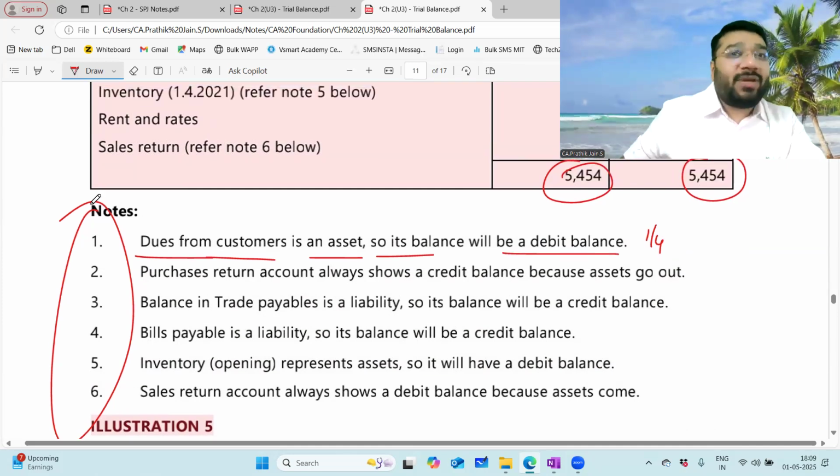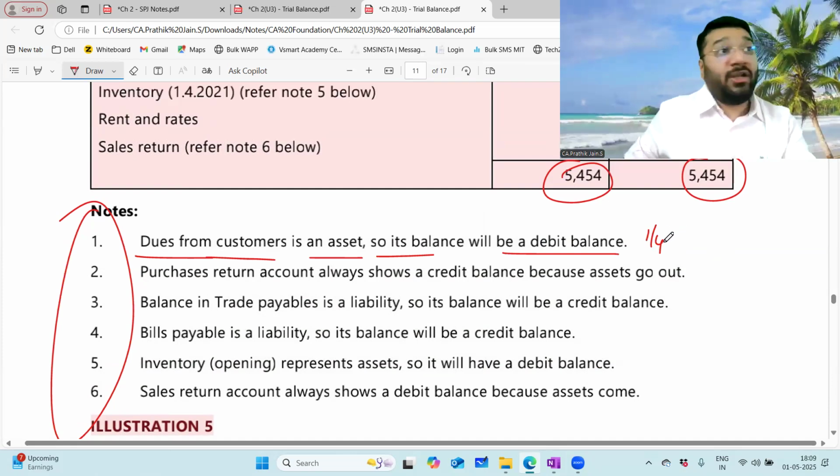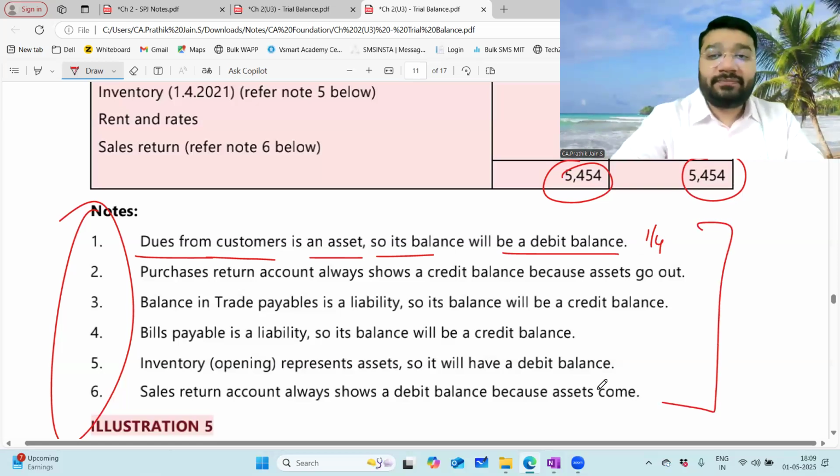So note 1 to 6 you write, leave 6 lines. You'll take this as homework. 6 lines not sufficient. Leave 12 lines because each line will come for 2 in your notebook. So leave 12 lines. This will be your homework.